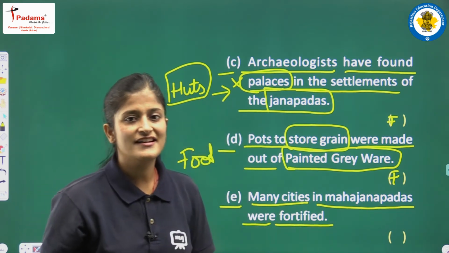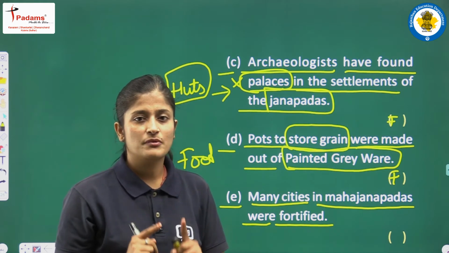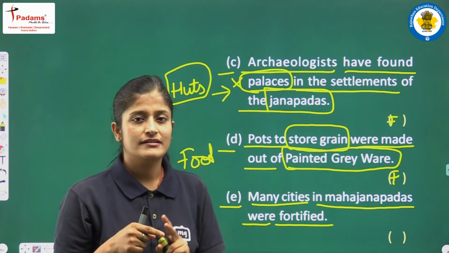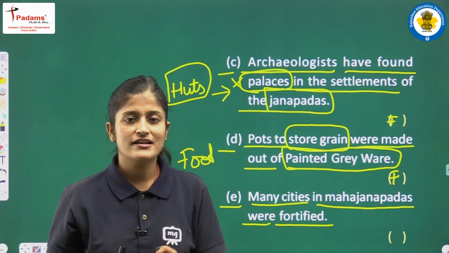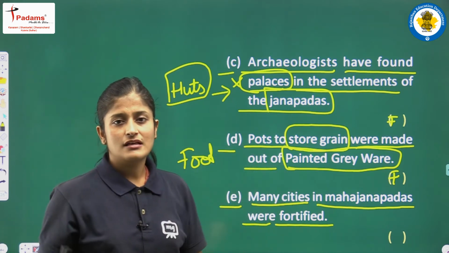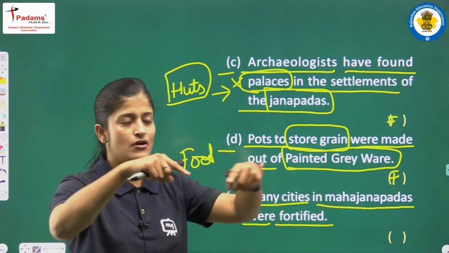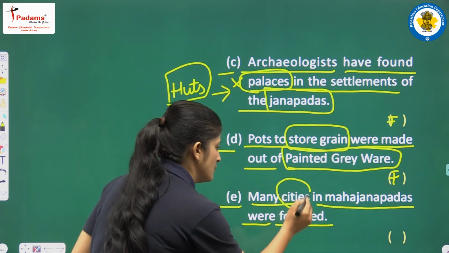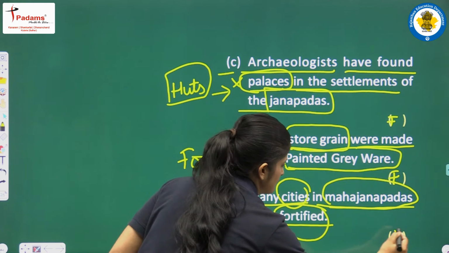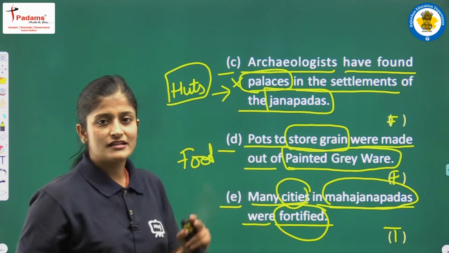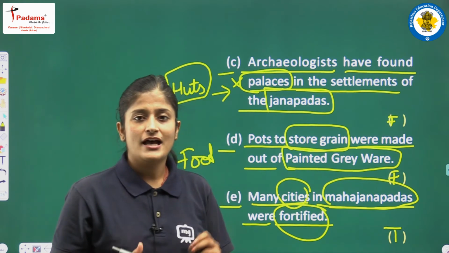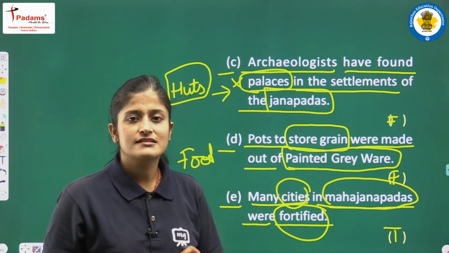Next is many cities in Mahajanpadas were fortified. You can recall it. Yes, the kings who performed big yajnas wanted to protect their people and their land, and to manage the people. So they made walls and the cities were surrounded by walls. So many cities were fortified in Mahajanpadas. It is true. So all the statements are cleared, and our question number 1 is complete.